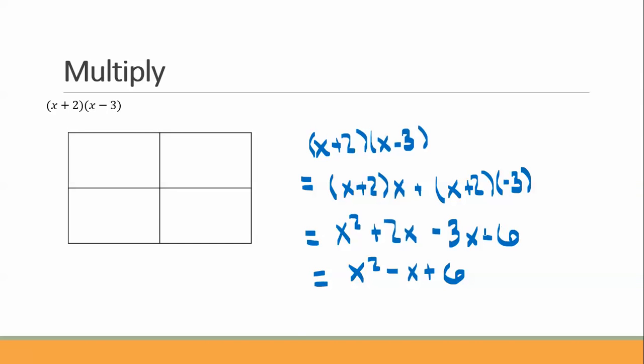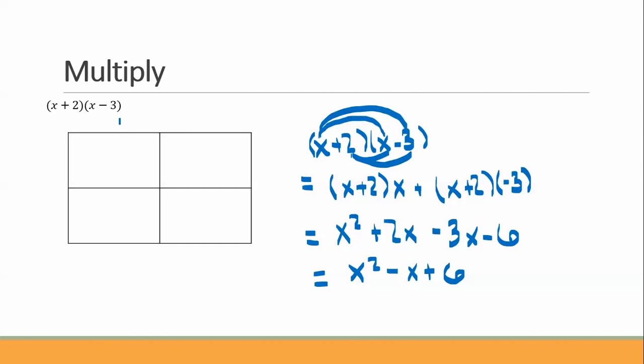Get our equal signs in there because they're all equal. Many people skip this step here and just start here. So it was this, x times x was x squared. X times negative 3 is negative 3x. 2 times x is 2x. And 2 times negative 3 is negative 6.